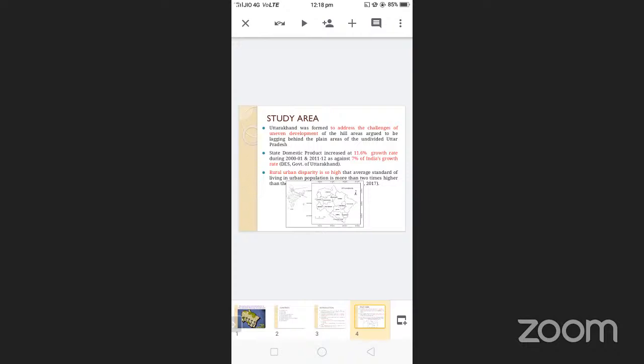However, even after achieving significant improvement in the aggregate economic growth of the state, the rural-urban disparity is so high that the average standard of living in urban areas is more than twice that of the rural population, as shown by Verma and Tiwari in 2017.